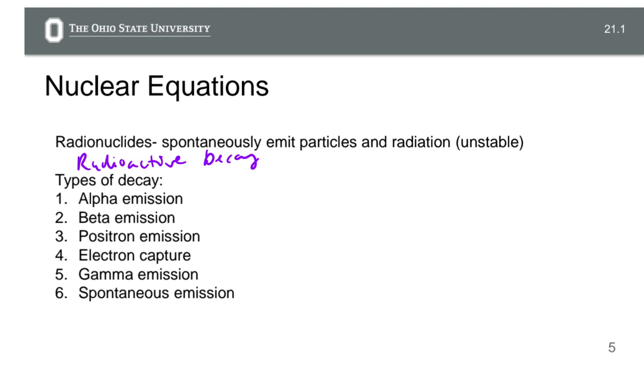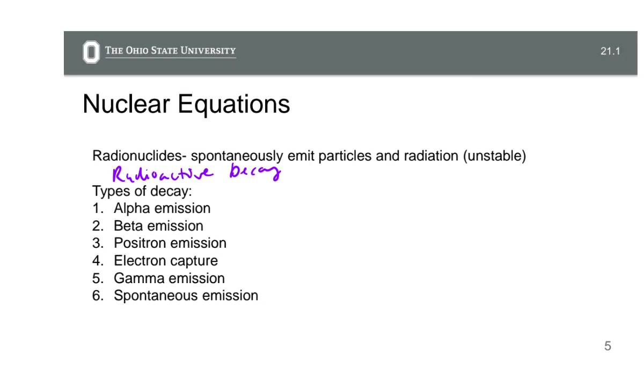Gamma is a type of radiation, light, and then spontaneous emission. And then the other broad category of reactions is nuclear bombardment. So this is a reaction where we have a nucleus and we take another nucleus and slam it into it. This is often the way that new elements are made with these bombardment reactions. We're going to spend most of our time looking at.